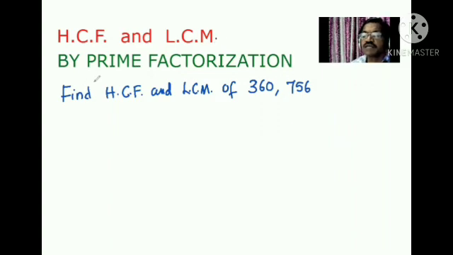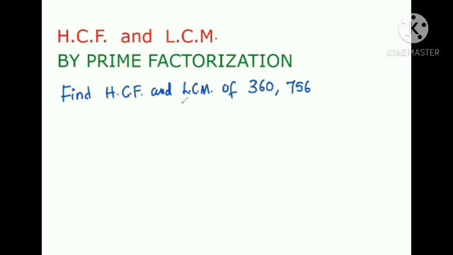In this class, we understand the concept of prime factorization and also how to find HCF and LCM of given numbers. Let us understand this process by taking two numbers. Find HCF and LCM of 360 and 756. So here, first of all, we have to prime factorize 360.